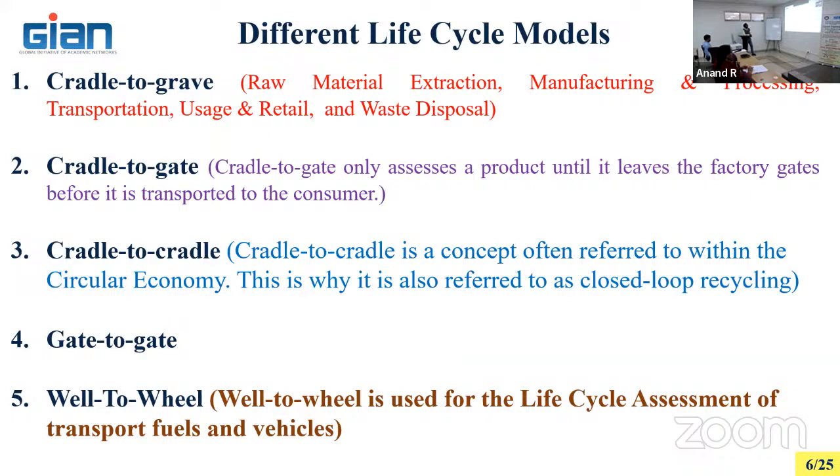Cradle to cradle means the same industry will be collecting all the waste material and taking it into reuse. It's called cradle to cradle. Gate to gate means the industry is selling, and someone is going to collect it. For all the 5 things, right, you need to think about the 3 steps: economic, social, and environmental perspective.